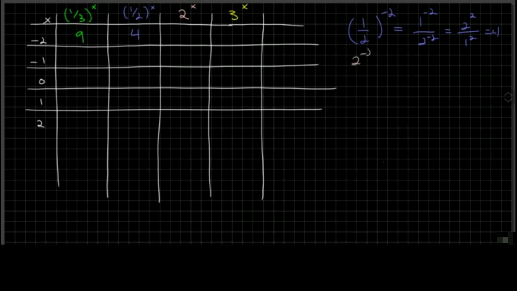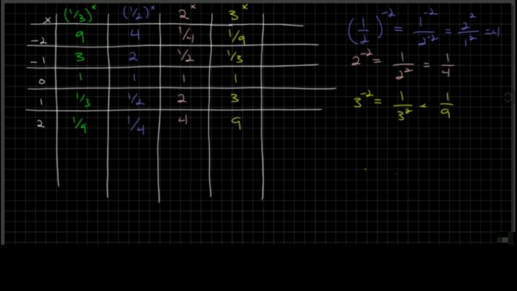Now, 2 to the minus 2, that's equal to 1 over 2 squared, which is 1/4. And then 3 to the minus 2 is equal to 1 over 3 squared, which is 1/9. Now I'm not going to make you watch me do these calculations over and over again. If you want to go ahead and fill in the rest of this table as a practice, go ahead and pause the video and do that. If not, the completed table looks something like this.